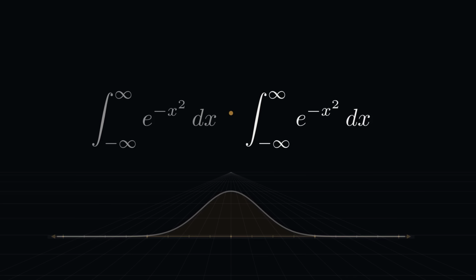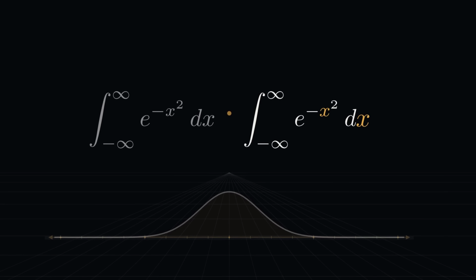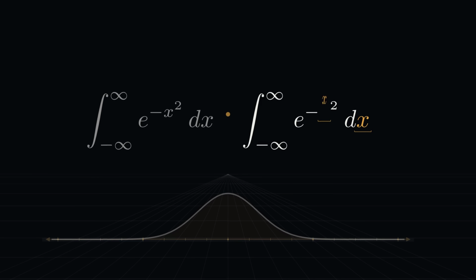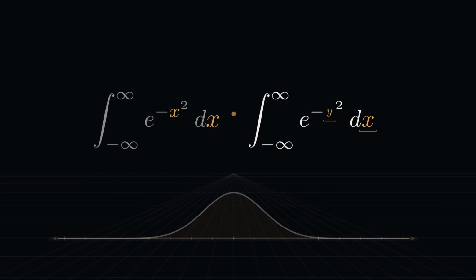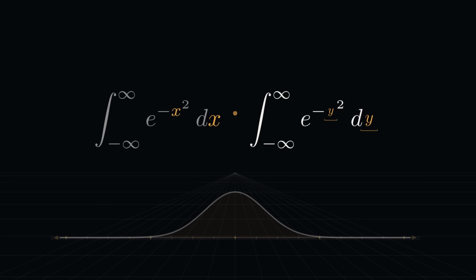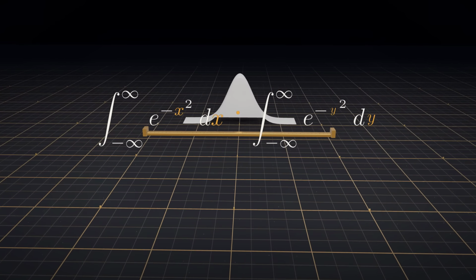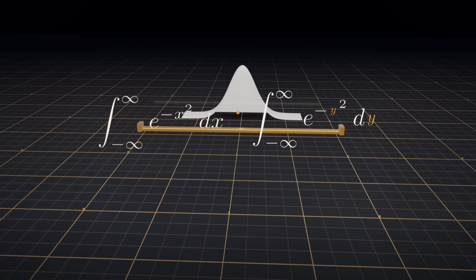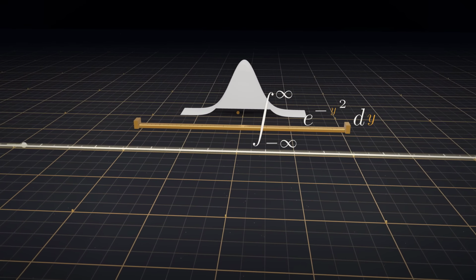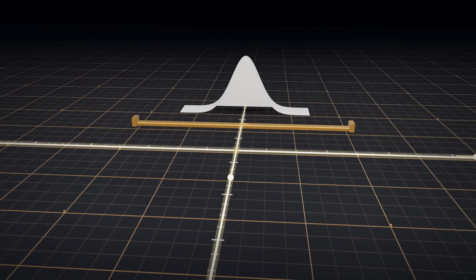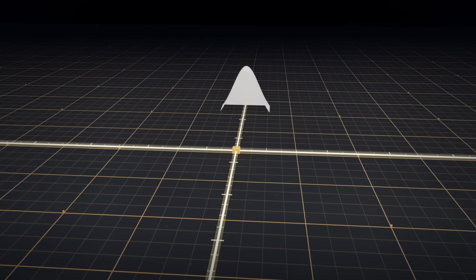In the second copy, the letter we are integrating over is a dummy. It is a placeholder. Its name has no effect on the answer whatsoever, so let us rename it. In the first copy, we keep x. In the second, we write y. Mathematically, nothing at all has happened. But look at what we are holding now. An integral running along an x-axis, multiplied by an integral running along a y-axis. Two separate lines at right angles to one another.